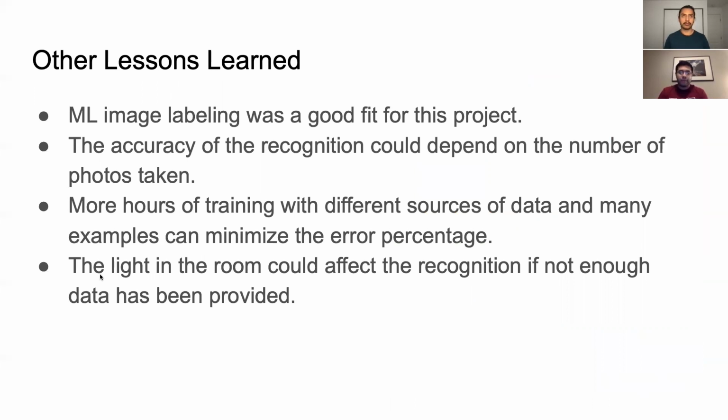This is Oscar speaking. Other lessons learned were things such as the ML image labeling was a good fit for this project. Also, the accuracy of the recognition could depend on the number of photos taken. Moreover, more hours of training with different sources of data and many examples can minimize the error percentage. And finally, the light in the room could affect the recognition if not enough data has been provided.